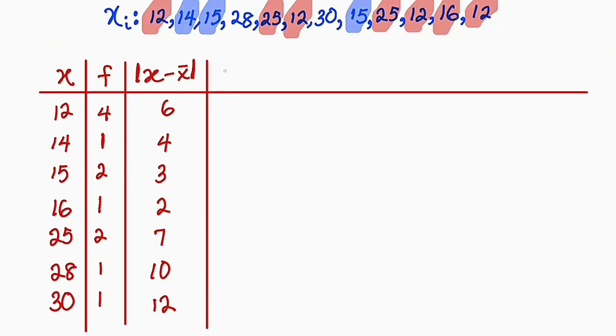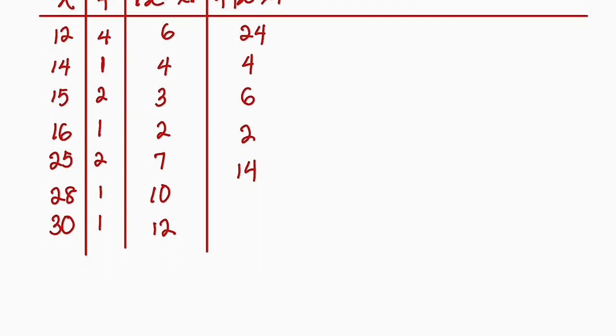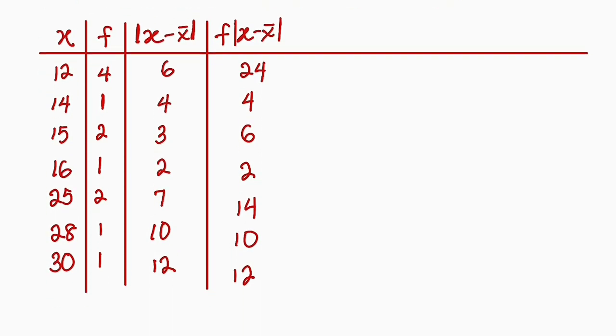Then I would like to compute for frequency multiplied by the absolute value of x minus x bar. So we are going to take this and multiply by this, right? And that will give us 24. We take this, we multiply by this, that will give us 4. We take this, we multiply by this, that will give us 6. This time this is 2. This time this is what? 14. 10 times 1 is 10 and 12 times 1 is 12. Then we move to the next column.